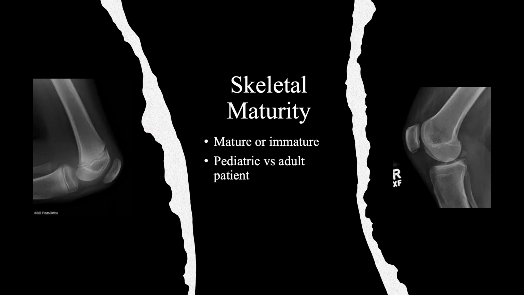Skeletal maturity, so a mature or an immature patient, again, pediatric versus an adult patient. So you want to look at things like growth plates. Obviously here on the left, you can see there are growth plates, versus on the right, the growth plates are closed. So the left would be an immature patient, and the right would be a mature patient. So that's what they're looking at when they're talking about skeletal maturity. That's important because the way you can treat different fractures depends on, is it a child or is it an adult? Is there room for growth or are they done growing?